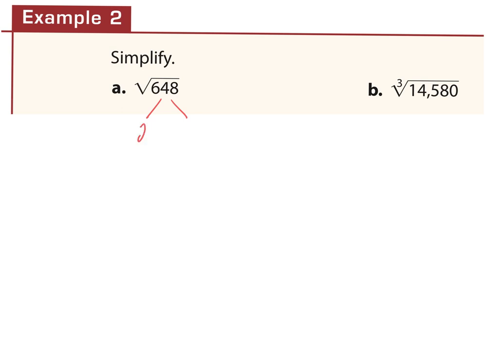So if I start with 2, just divide each number. 6 divided by 2 is 3. 4 divided by 2 is 2. 8 divided by 2 is 4. Right? And you can just keep going. 2 goes into it again, right?